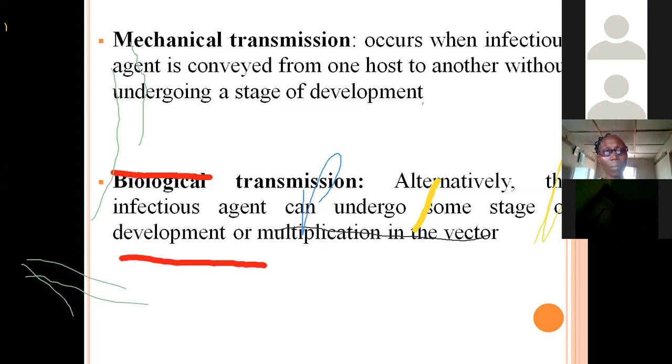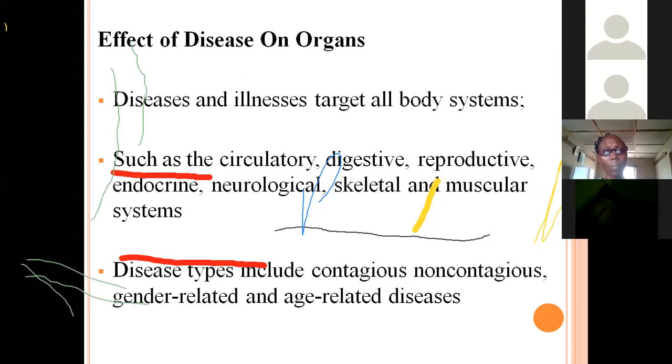So we'll quickly look at effects of disease on organs. Disease and illness target all body systems, such as the circulatory, the digestive, reproductive, endocrine, neurological, skeletal, and muscular systems. Disease types include contagious, non-contagious, gender-related, and age-related diseases. We have contagious diseases, like coronavirus, mumps, and the rest. Non-contagious diseases, we have diabetes mellitus and renal failure.